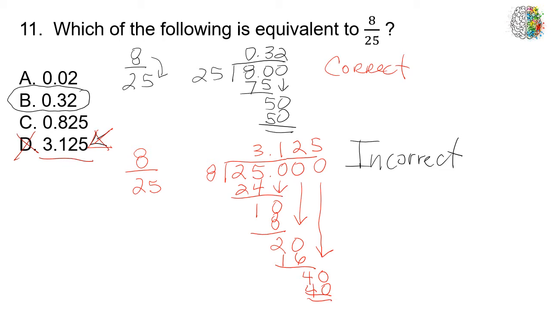So that's one of the things that you want to make sure when you are converting a fraction to a decimal, or anytime you're doing your long division, you set that up correctly. The top always goes in the box. The top number always goes in the box.